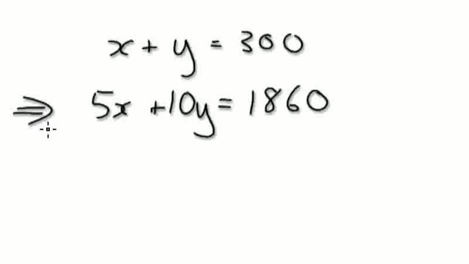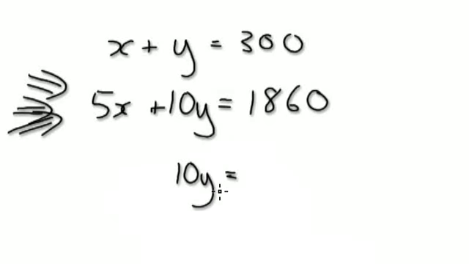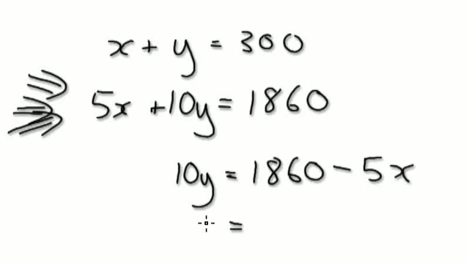Let's just look at this bit here. I want to show you something. Bear with me on this. Take away 5x on both sides, so basically rearrange this to make y the subject. So this will be 10y equals 1860 take away 5x, and then divide both sides by 10.